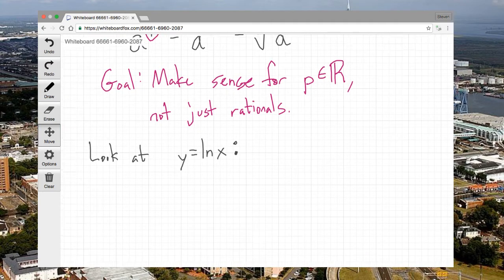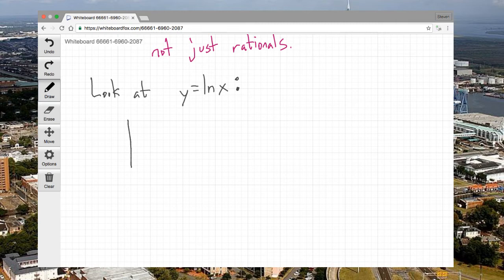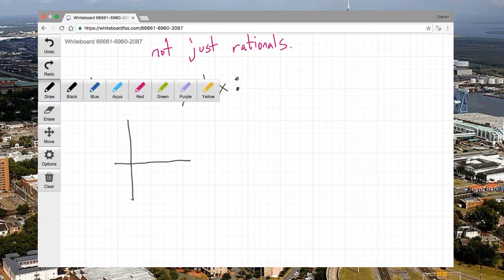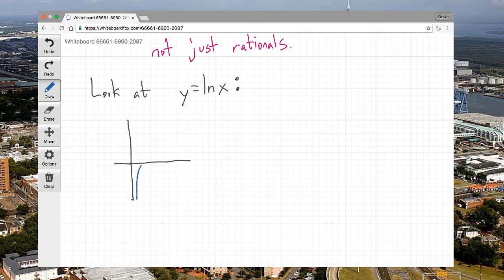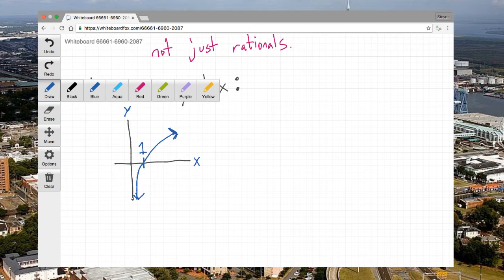I drew that picture last time. If you were to graph it, it would look something like this. It's 0 at 1, and it goes down to negative infinity as you get closer and closer to 0. And it goes up to infinity rather slowly, but it does go up to infinity for larger values of x. Here's my x-axis, here's my y-axis. What's the point? Well, the point is that it's a differentiable function, and it's what we call a one-to-one function. It passes the horizontal line test. And what does that do for us? Well, that means it has an inverse.